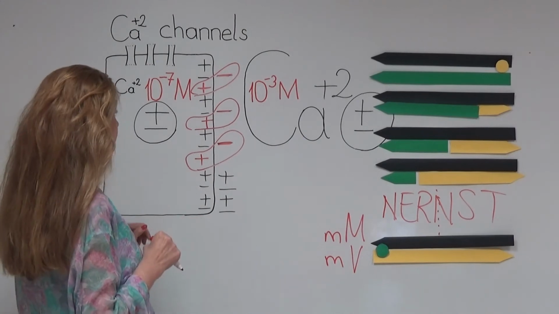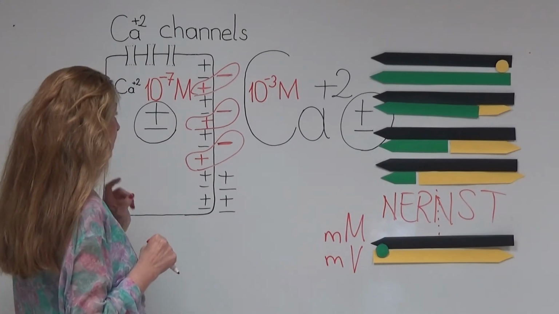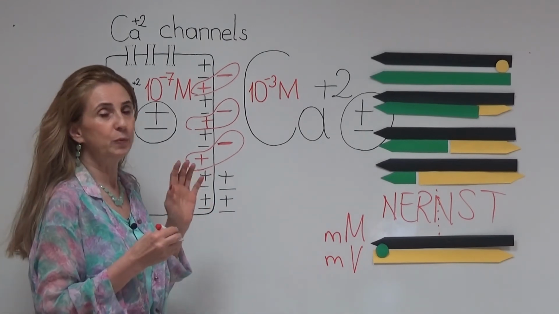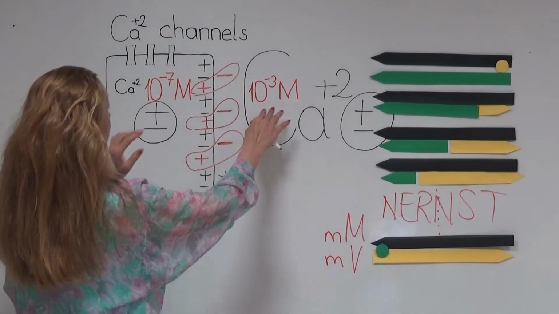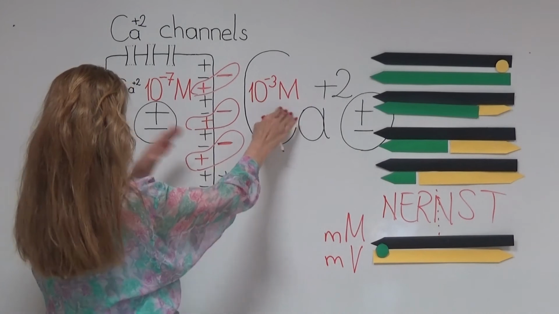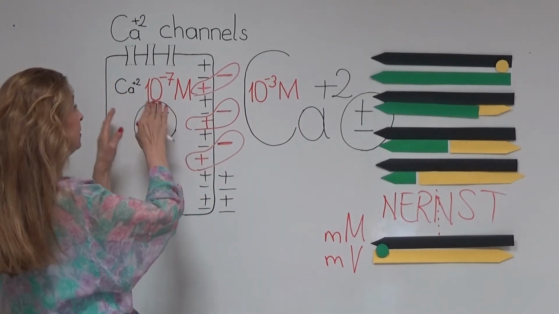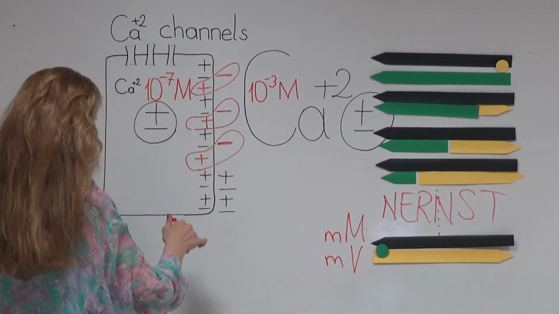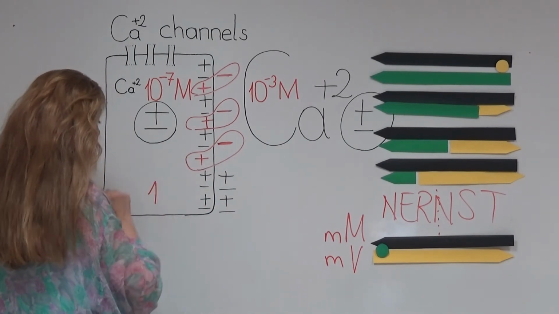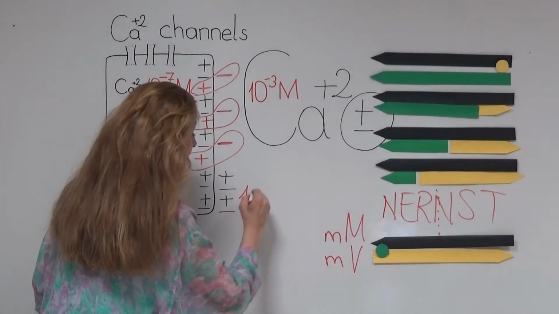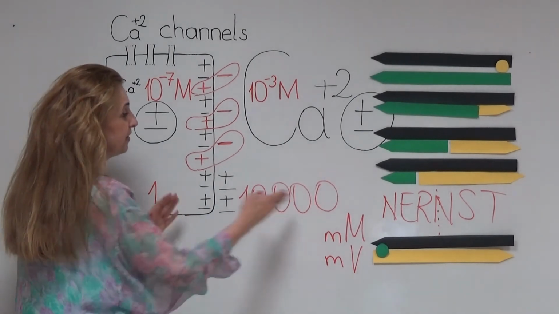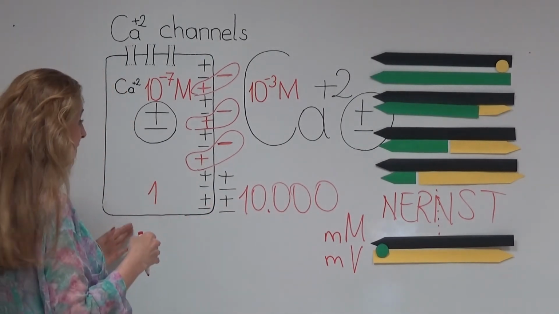Before ending this, I need to give a little more detail about calcium. Calcium is a little bit different than sodium, potassium, and chloride. If you have a look at the concentration of calcium in the extracellular fluid, it's 10 to minus 3, and intracellular fluid concentration is 10 to minus 7 millimolar. If you say that there is 1 unit of calcium inside, there is 10,000 units outside, because the concentration is 10,000 times greater than inside.